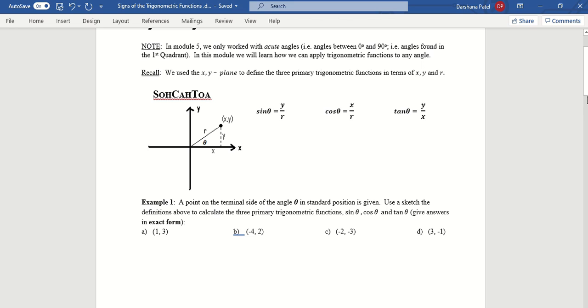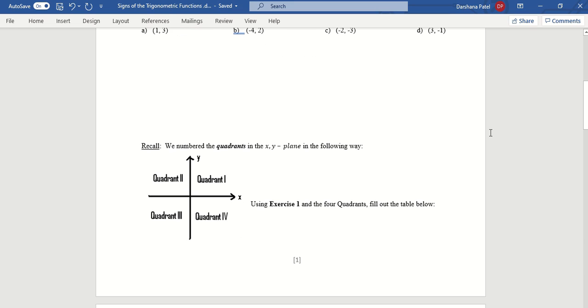Now, if we were to decide the quadrants, this is how the quadrants work. When x and y both are positive, we call it quadrant 1. X negative, y positive, quadrant 2. X negative, y negative, both negative, quadrant 3. And lastly, quadrant 4 is when x is positive, y is negative.